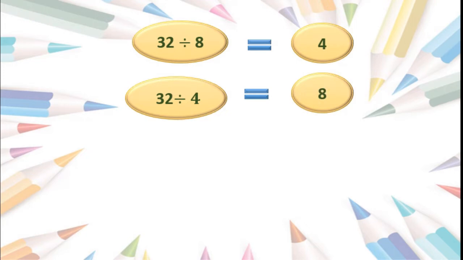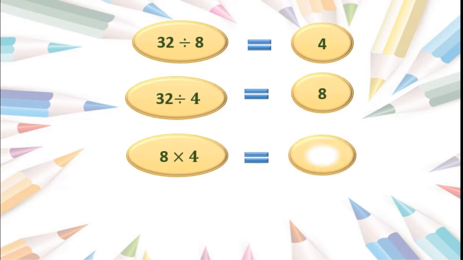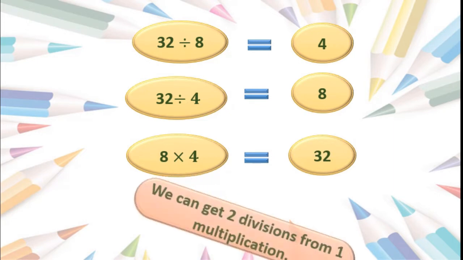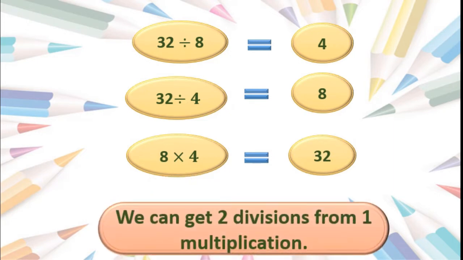Means we got two divisions here. We will make one multiplication. What is the multiplication here? Correct. 4 multiplied by 8 or 8 multiplied by 4, one and the same. Correct? 8 4s are 32. Isn't it? Means we can get two divisions from one multiplication. This we have studied in detail in the last lecture, isn't it?